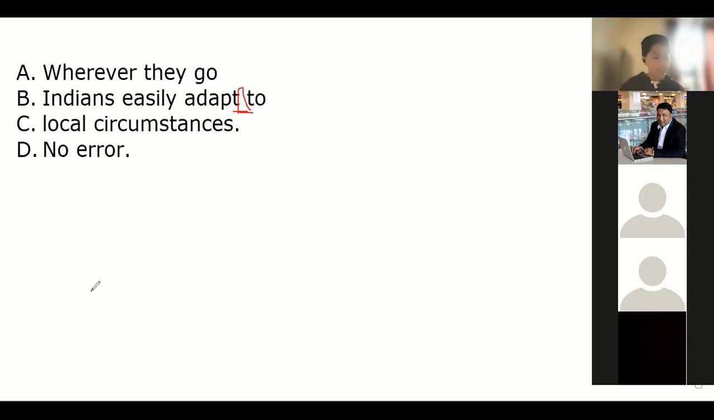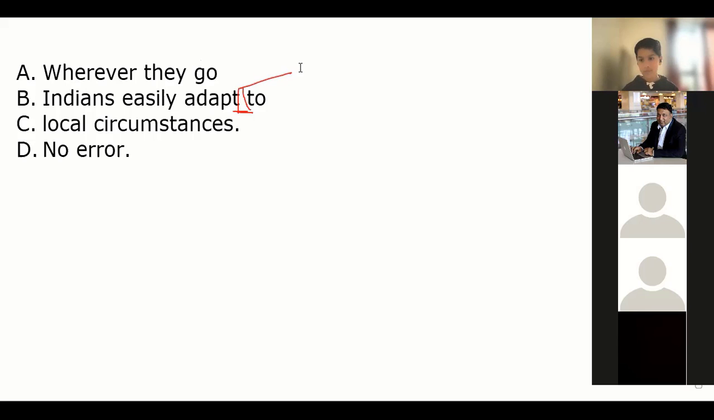Is it adapted? No, I'm not saying adapt you to change. Adapt is okay. Wherever they go, it is adapt. Themselves? Yes. Is it themselves? Right, Sunitaji. Yes. See, it's all English grammar. Like you're right. Wherever they go, Indians easily adapt themselves. Correct?